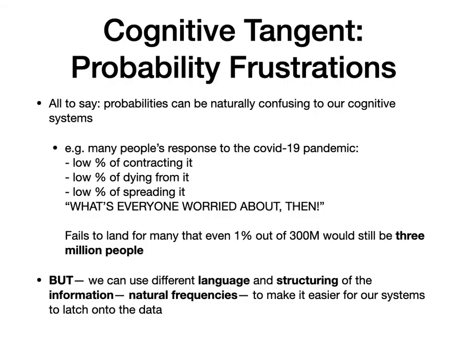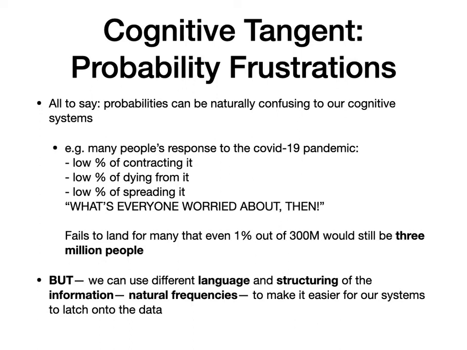So, this is all just because I like to pop into these cognitive questions here and there and talk about why you might find the probability discussions kind of frustrating from time to time, because they are tricky to wield as a human cognitive agent. So, they are naturally confusing to our systems.